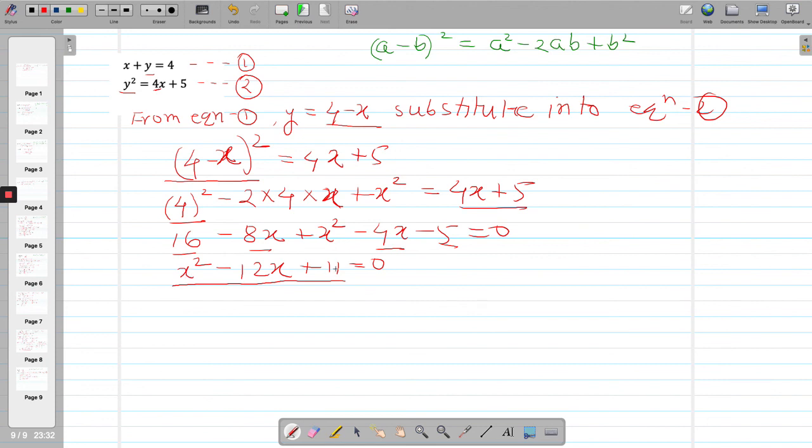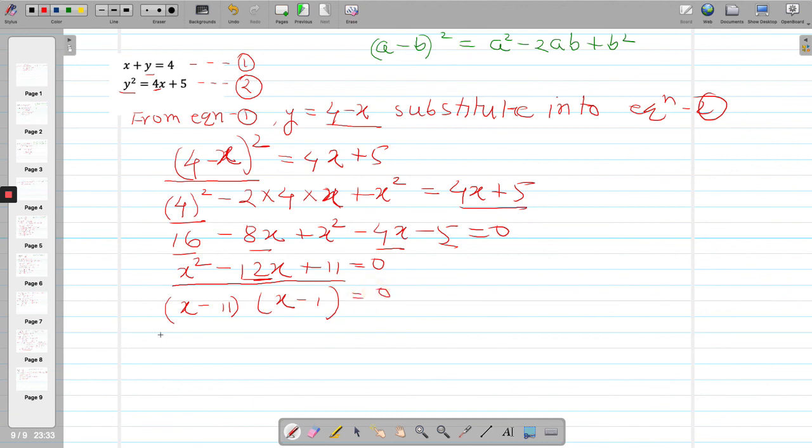So x squared times 11 is 11x squared. So we can write down this one in 2 brackets, x and x. We know 11 times 1 is 11, and 11 and 1 is minus 12. So one will be x minus 11, other one will be x minus 1. If we check, x squared minus 11x, and then minus x is minus 12x, and 11 times minus 1 is plus 11. That's absolutely fine. So 2 solutions we can get.